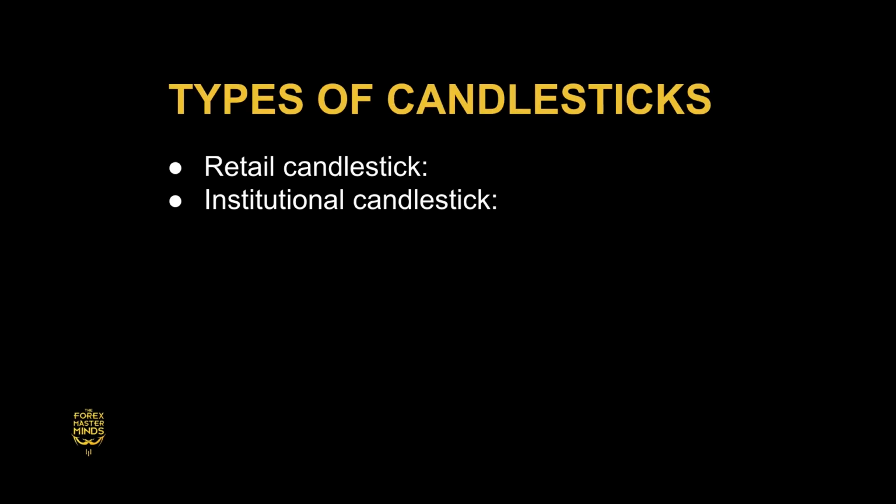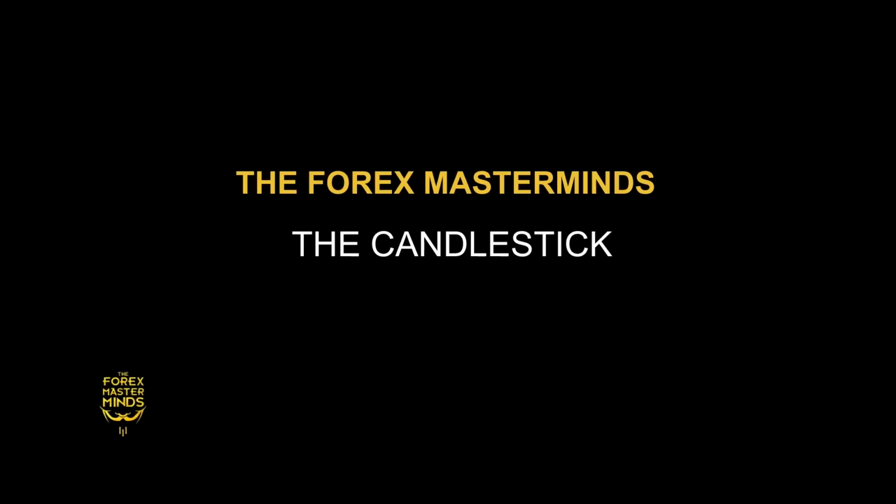Candlesticks can be grouped into retail candlesticks and institutional candlesticks. The retail candlesticks are candles with shorter bodies and longer wicks. Institutional candles are candles with longer bodies and longer wicks. So with that being said, that was the basics of the candlestick and the candlestick anatomy. We're going to be going over to our charts to understand more of what has been said.